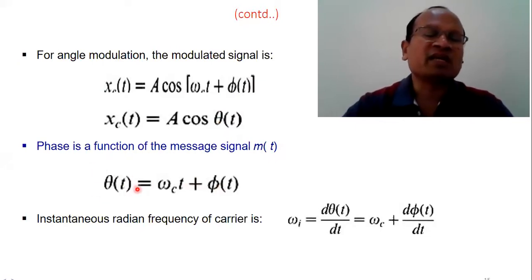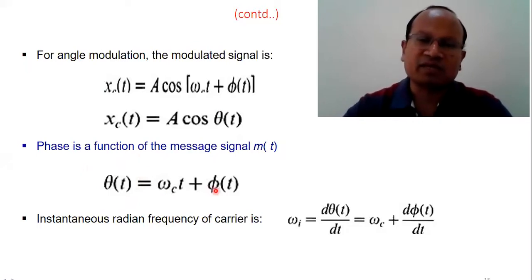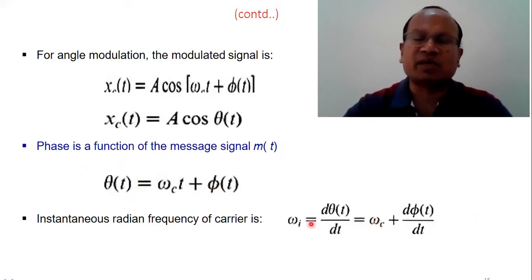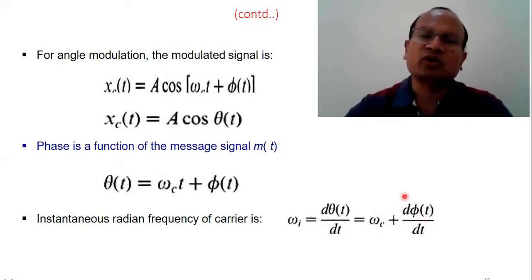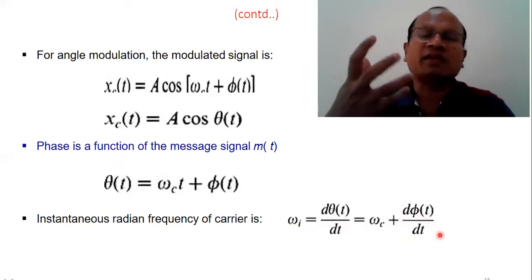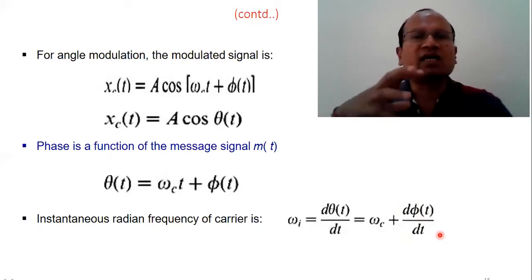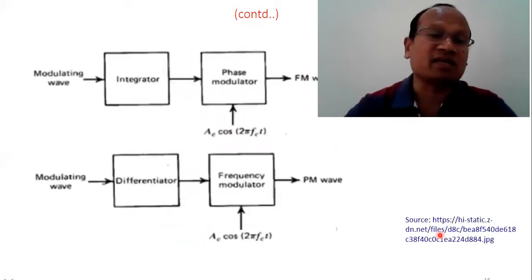How do we determine frequency from angle? We can differentiate, so it becomes omega_c plus d/dt of phi(t). So you can understand that when you take omega_c to this side, it becomes omega_i minus omega_c. That is the change in frequency. So the change in frequency depends on the derivative of phase. When there is a derivative of phase, indirectly we are getting the change in frequency also. Actually, this is the relation, right?